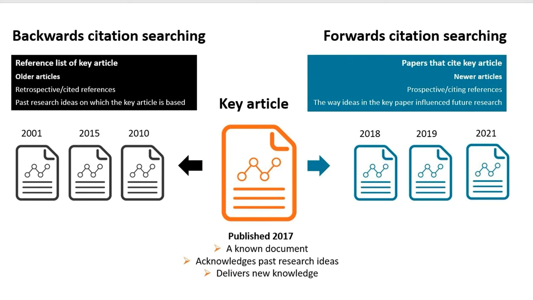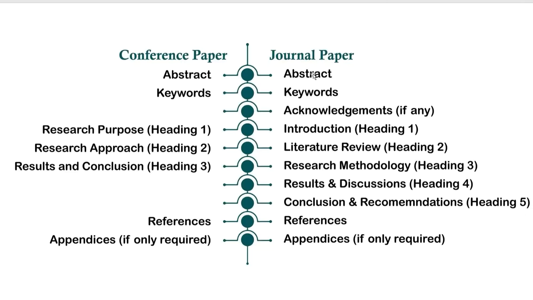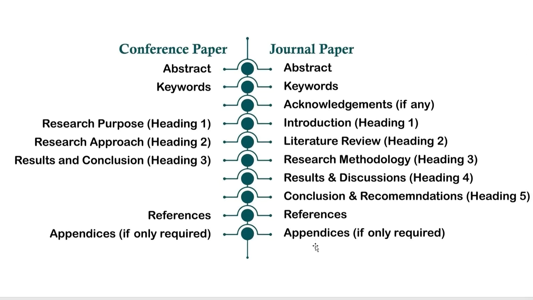Key mapping in general comes under journal papers. They flow like abstract, keywords, acknowledgement, introduction and literature survey, research methodology, results and discussion, conclusion, recommendations, references and appendices if required. Sometimes future enhancement is also given with the conclusion. This is the structure of the conference paper and journal paper.